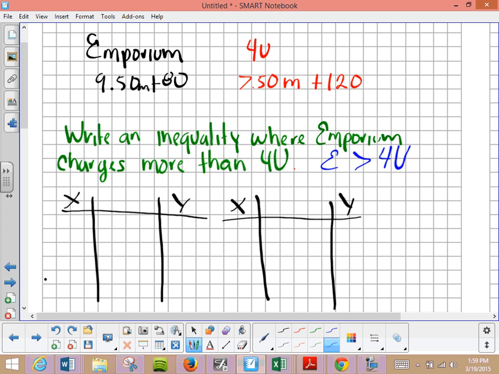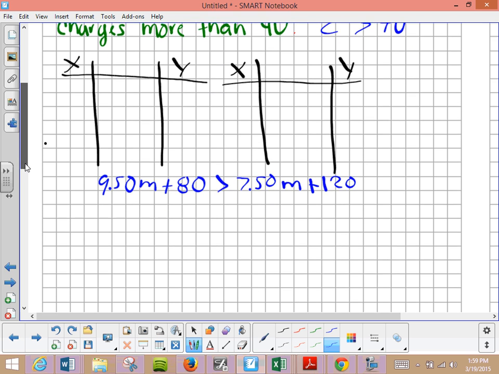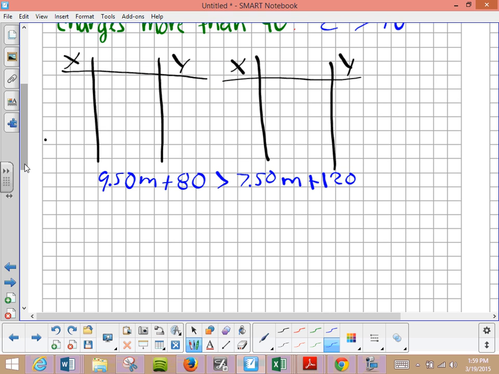So let's look at the equation. Emporium is 9.50 m plus 80, where it's greater than 7.50 m plus 120. And we're trying to see when those are bigger, right? So if you follow the 3 steps that we've been talking about for who knows how long: combine variables, add and subtract, and multiply or divide, you should be able to do this very easily, right?